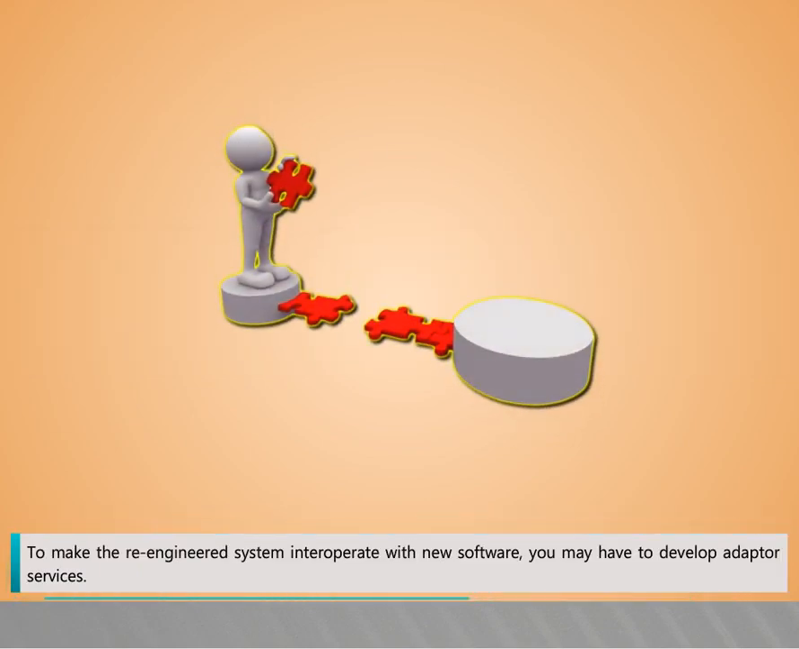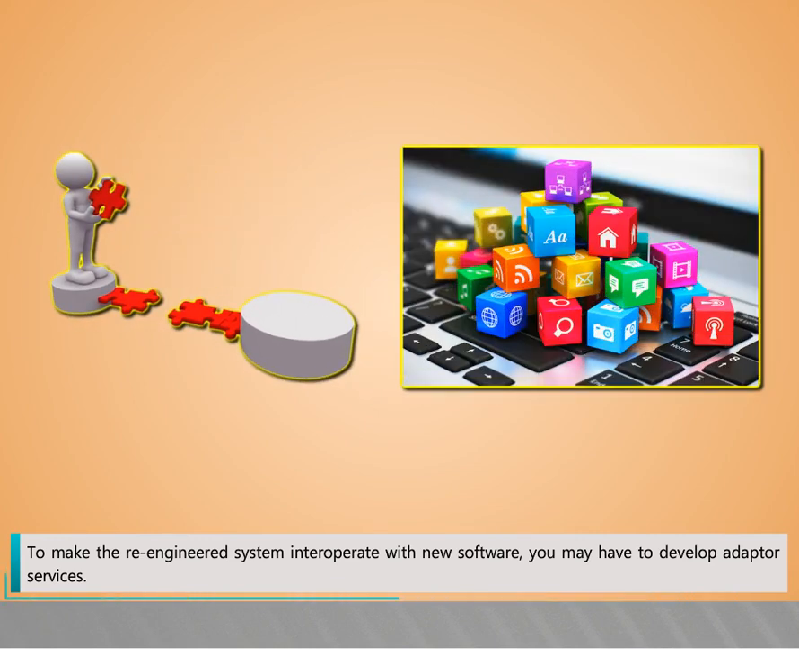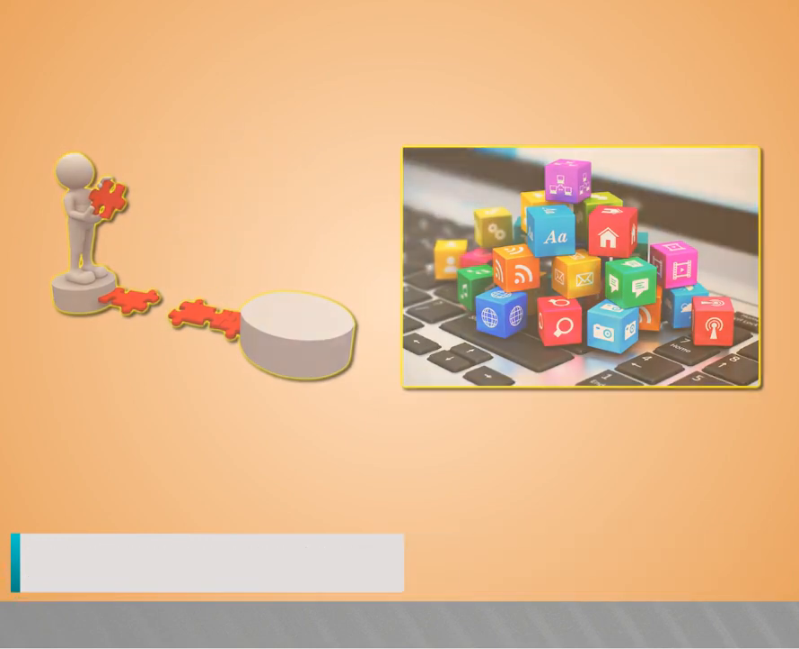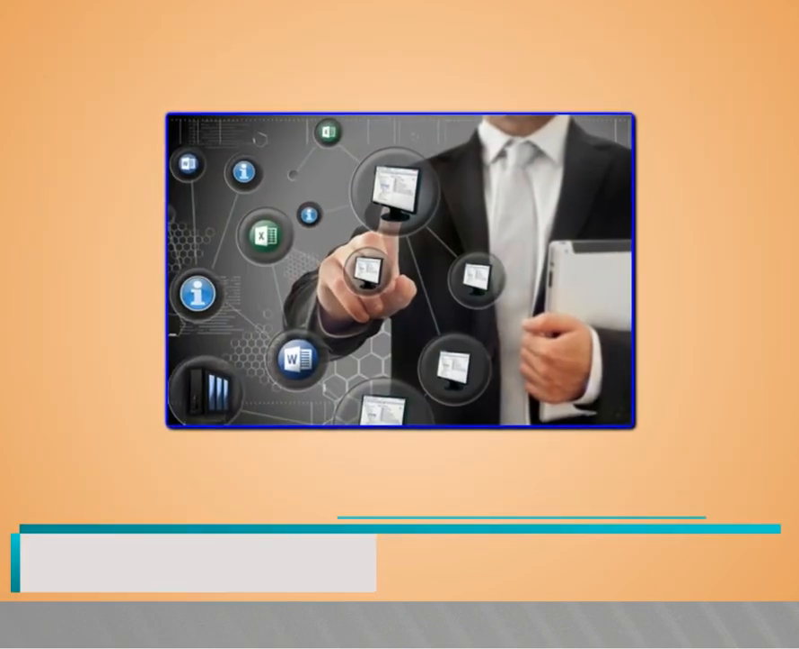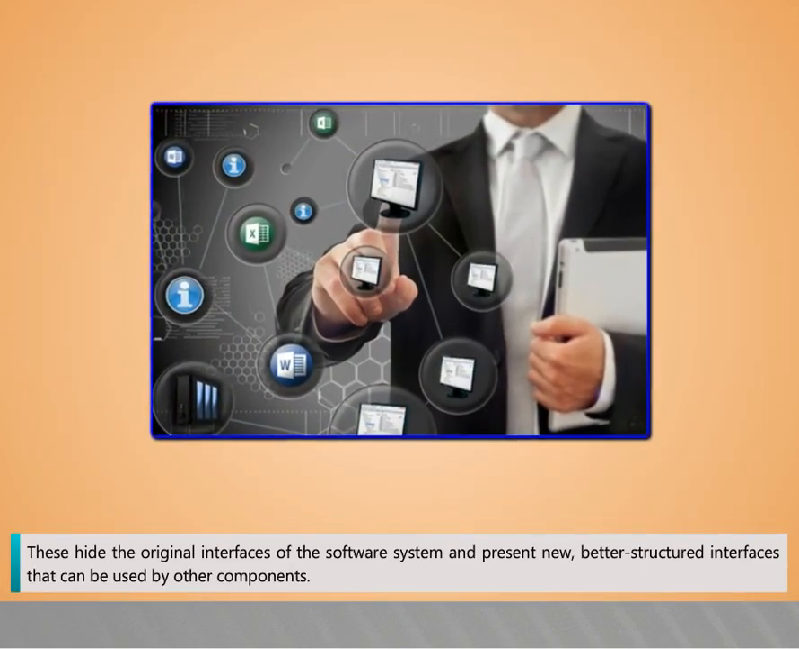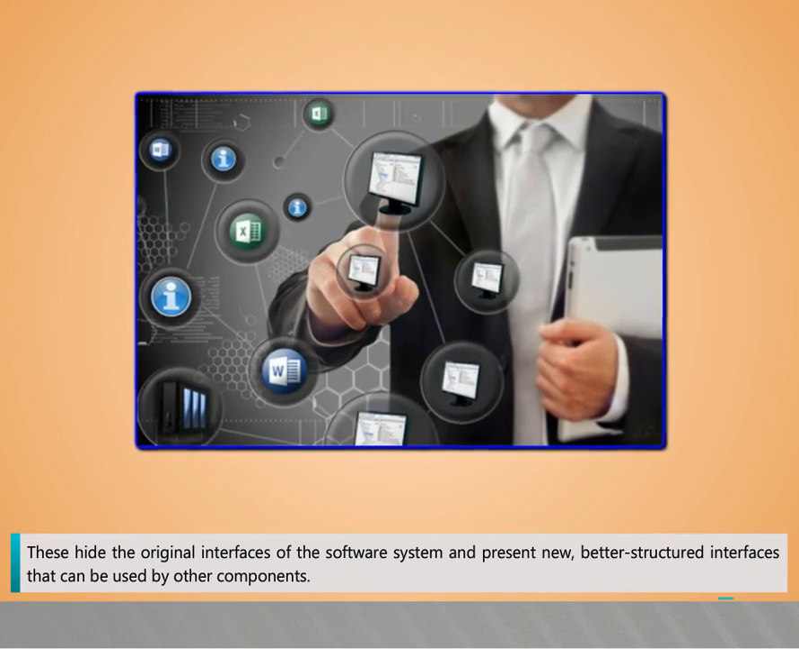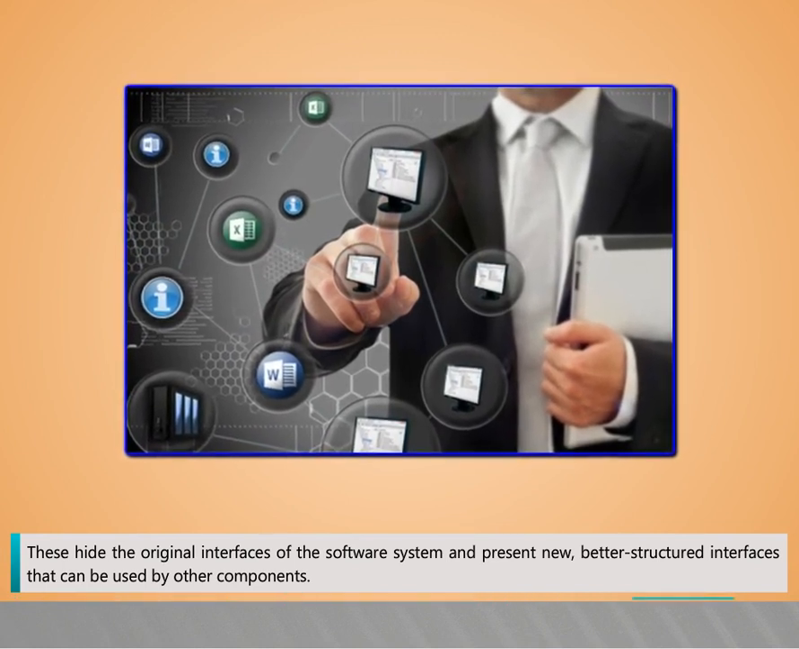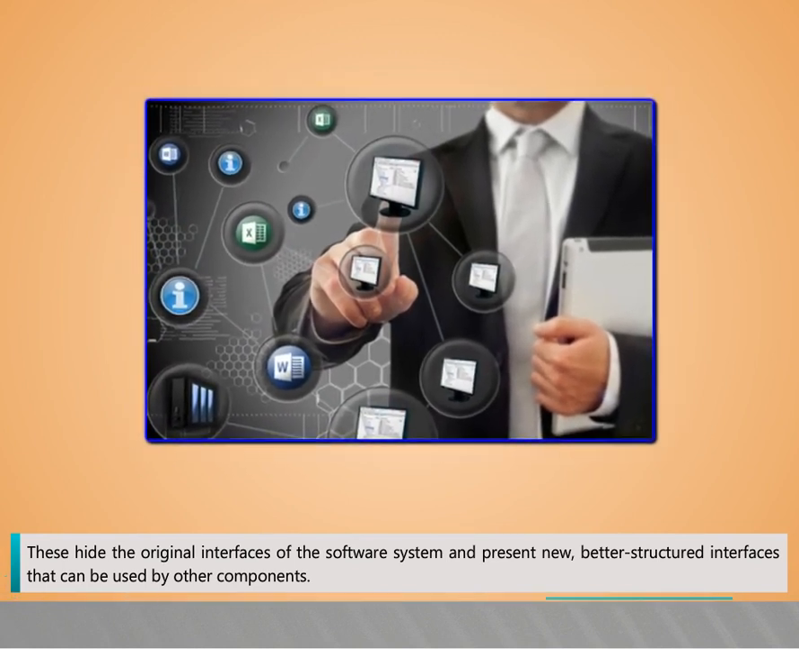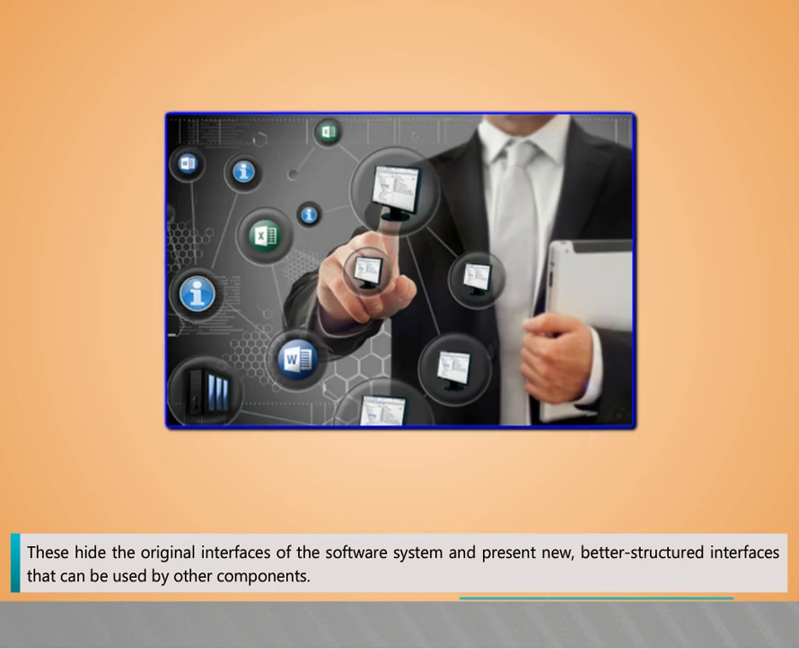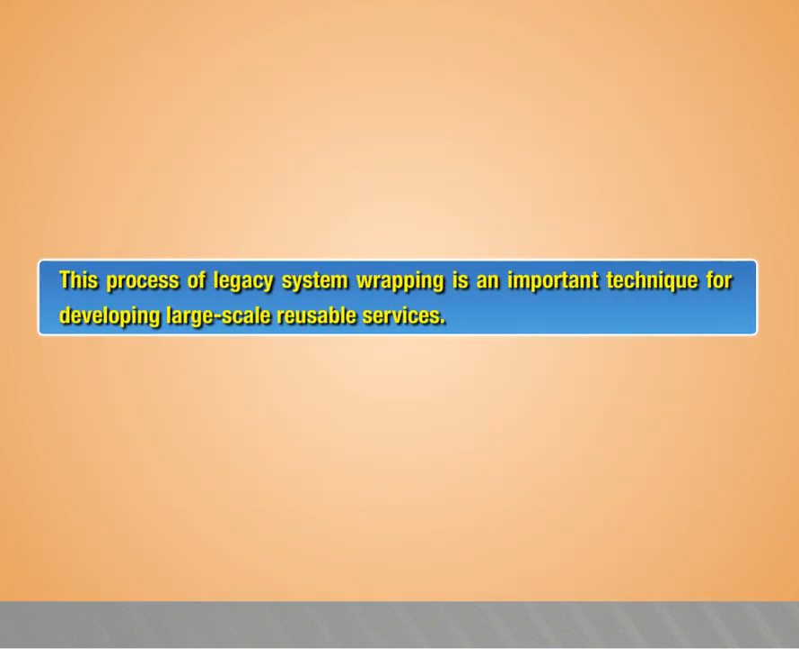To make the re-engineered system interoperate with new software, you may have to develop adapter services. These hide the original interfaces of the software system and present new, better structured interfaces that can be used by other components. This process of legacy system wrapping is an important technique for developing large-scale reusable services.